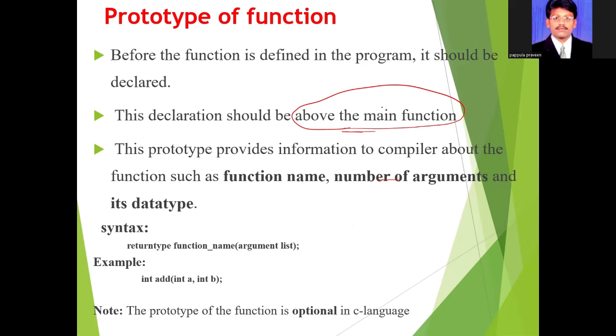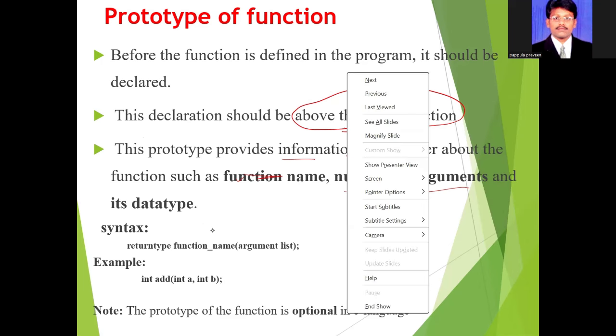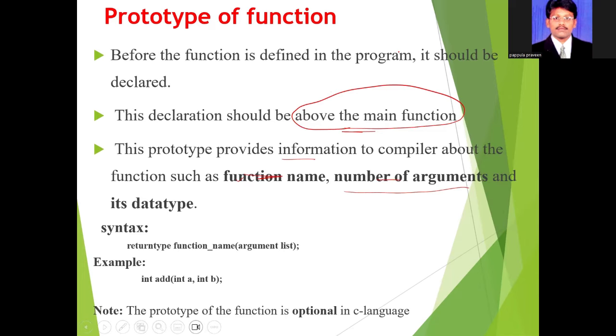This prototype provides information to the compiler about the function, such as the function name, number of arguments, and its data type. See, function name: what is the function name? For example, the function name is display. I want to write display, right? And a return type, you take the return type, right? I want to use void. Now, number of arguments. Now, int a, I want to take one variable. Int a, ending with the semicolon.